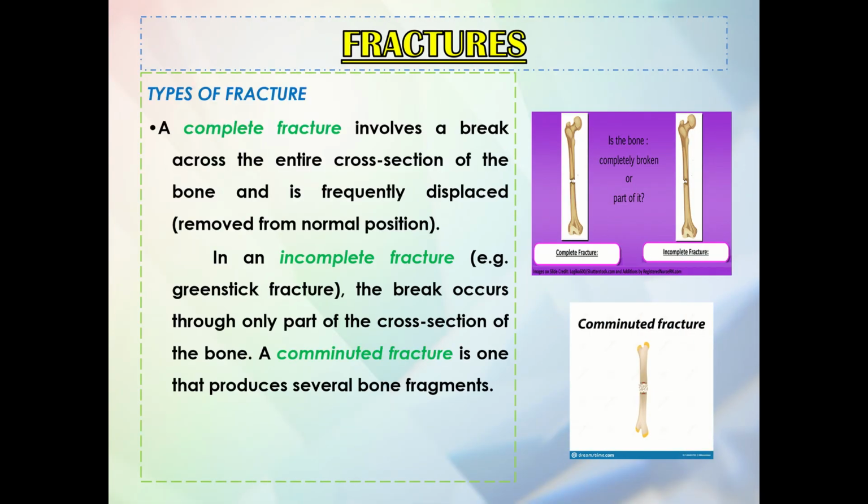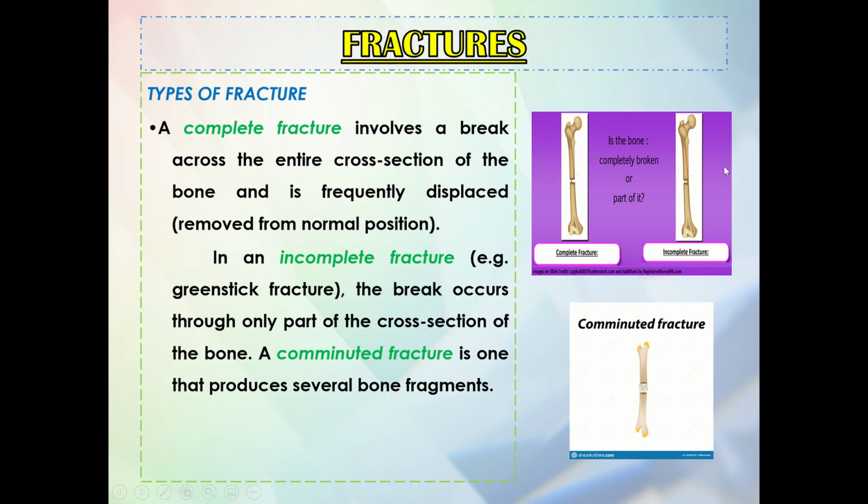So we have types of fracture here. So first, we have complete versus incomplete. So when you say complete fracture, it involves a break across the entire cross-section of the bone and is frequently displaced. It is removed from a normal position. So in this image, this one is a complete fracture. Kitang-kita naman natin na naputol talaga, nabali talaga si bone. So if that is the case, then we call that a complete fracture.